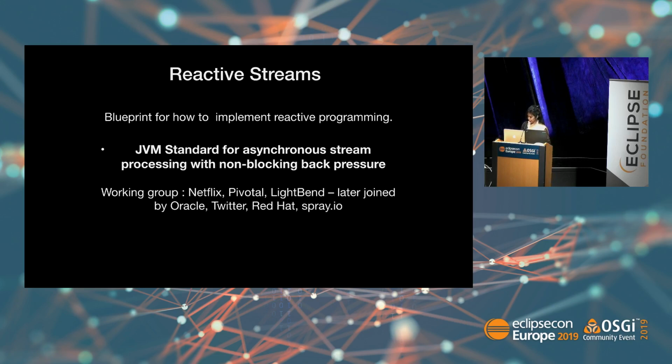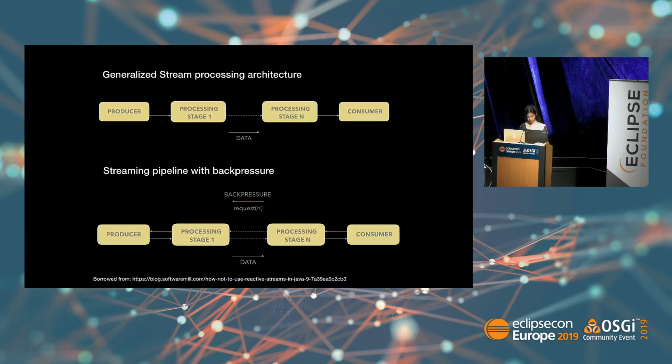And for back pressure, to explain it, I will take you through this slide. I have borrowed this from the internet. In generalized stream processing, what happens is you have your source of data, the producer. It produces the data and sends it to the destination of data, the consumer. While it is going from producer to consumer, there are various processing stages.